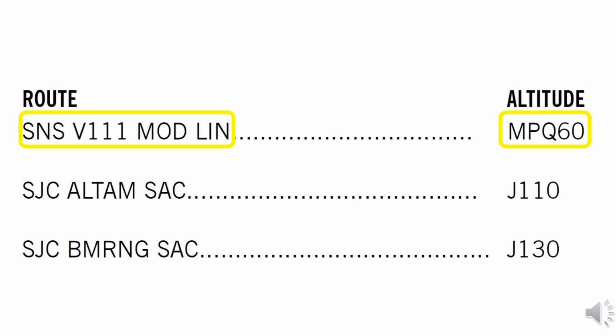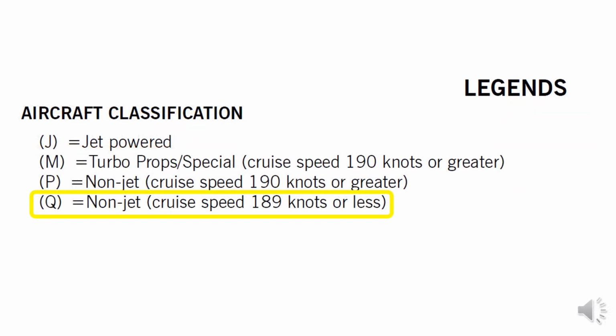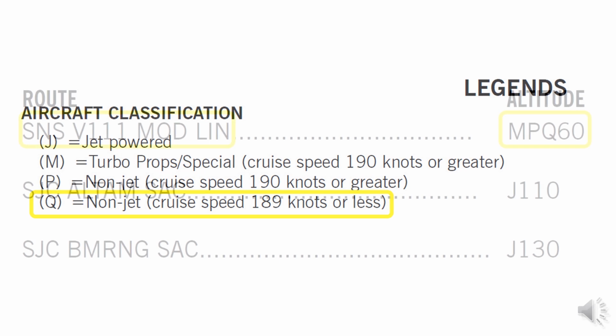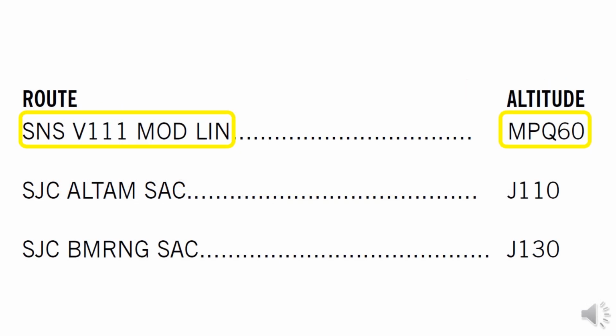The TEC system in California uses letter codes to designate the types of aircraft that can use the route. The route altitude is in the far right column. Most light piston-powered aircraft are Class Quebec. This route from Watsonville to Lincoln via Salinas, Victor 111, Modesto, and Linden fits our aircraft type, Quebec. The altitude is 6,000 feet.